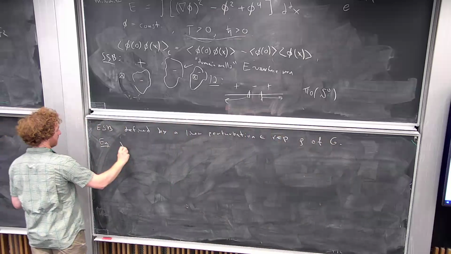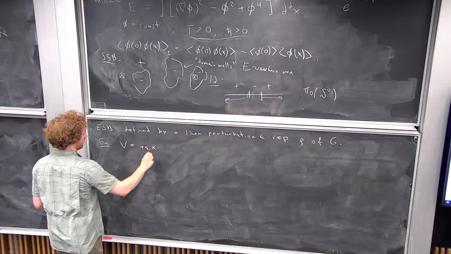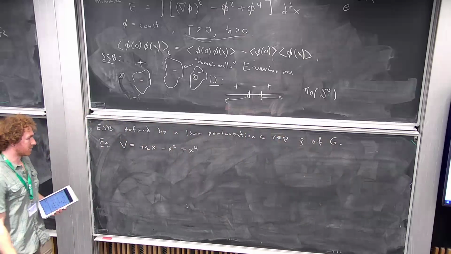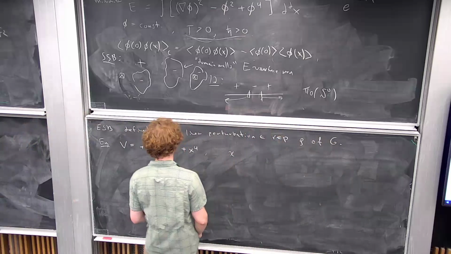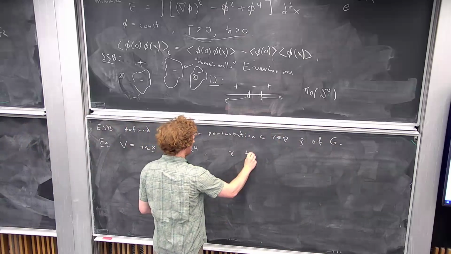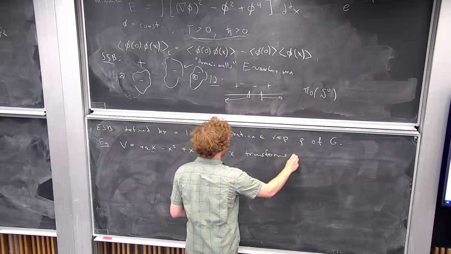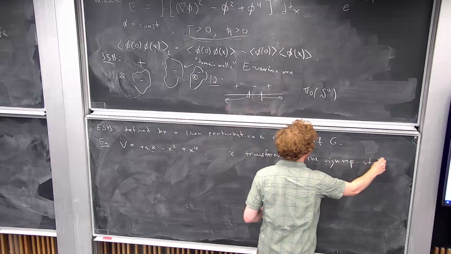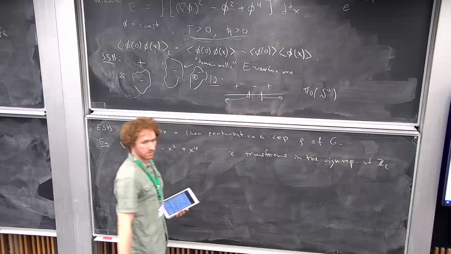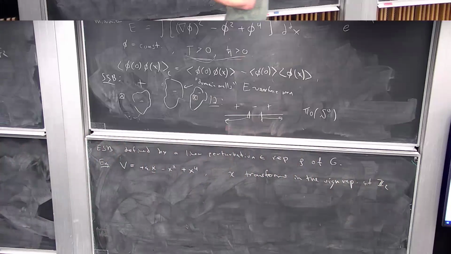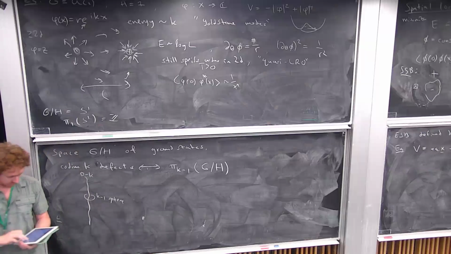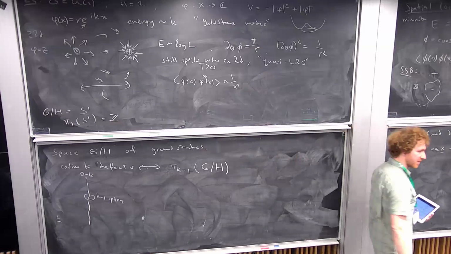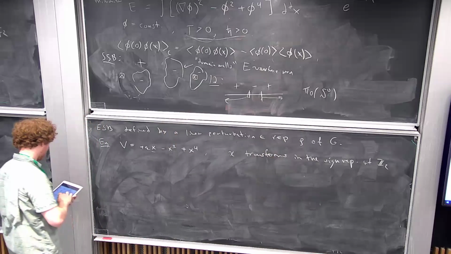For example, when we did this perturbation of the C2 breaking potential, X, the operator we're perturbing by, transforms in the sign rep of D2. So there's a different kind of defect that you would want to study associated to such a representation.